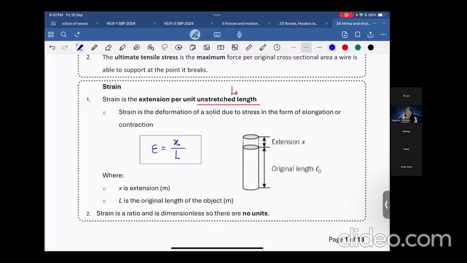This is extension divided by the length. You see, this is meter divided by meter, so the units cancel. There is no unit for strain. Okay, boys and girls, we go to the next page. Is it okay?